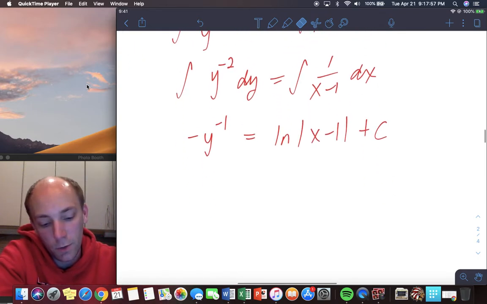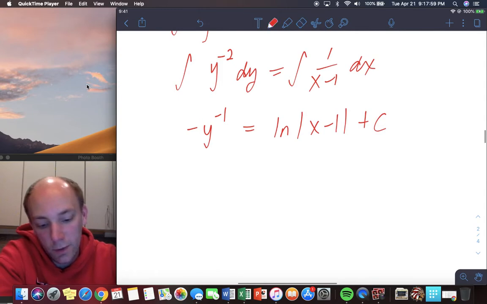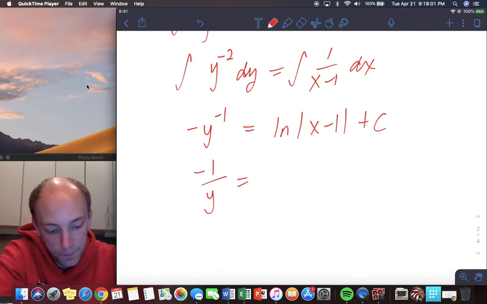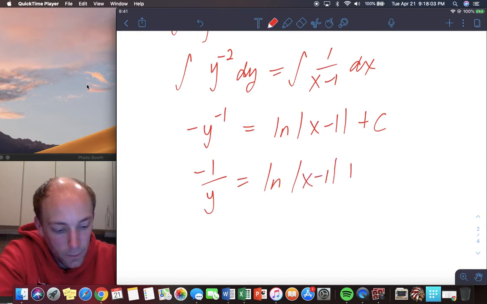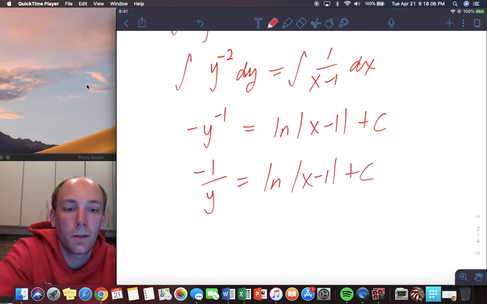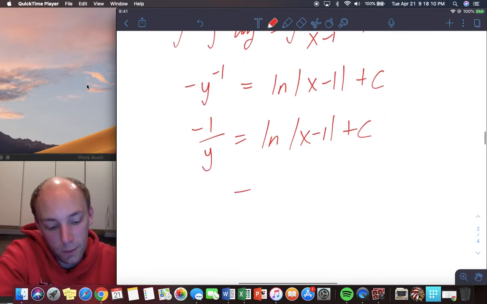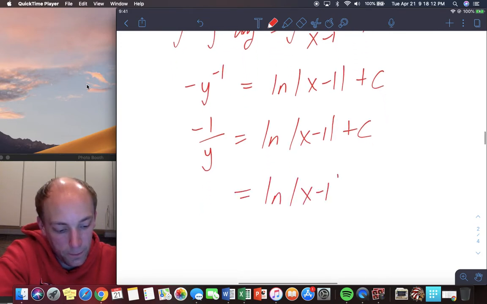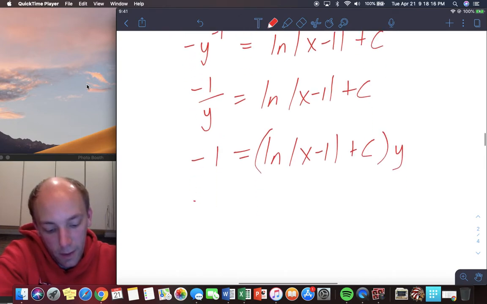Okay? So what I need to do next is I am going to need to solve this for y. Somehow I'm going to need to get y by itself, and the way that we'll do that is we will multiply by y, okay, and then we're going to divide by the natural log.